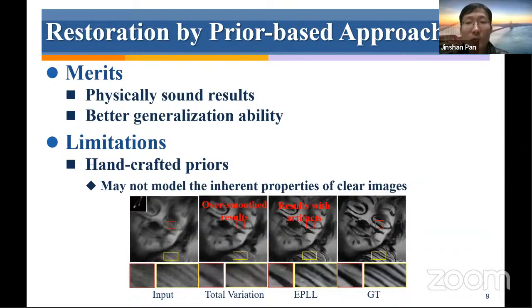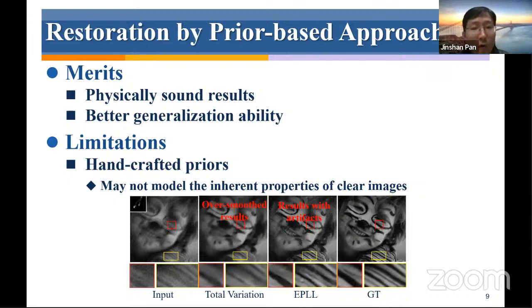With the defined image priors, we can better constrain the solution space to obtain high quality clear images. The prior-based approach is able to generate physically sound results because it is based on a clear physics model. In addition, this approach usually has good generalization ability compared to some data-driven approaches. But these methods also have some limitations.